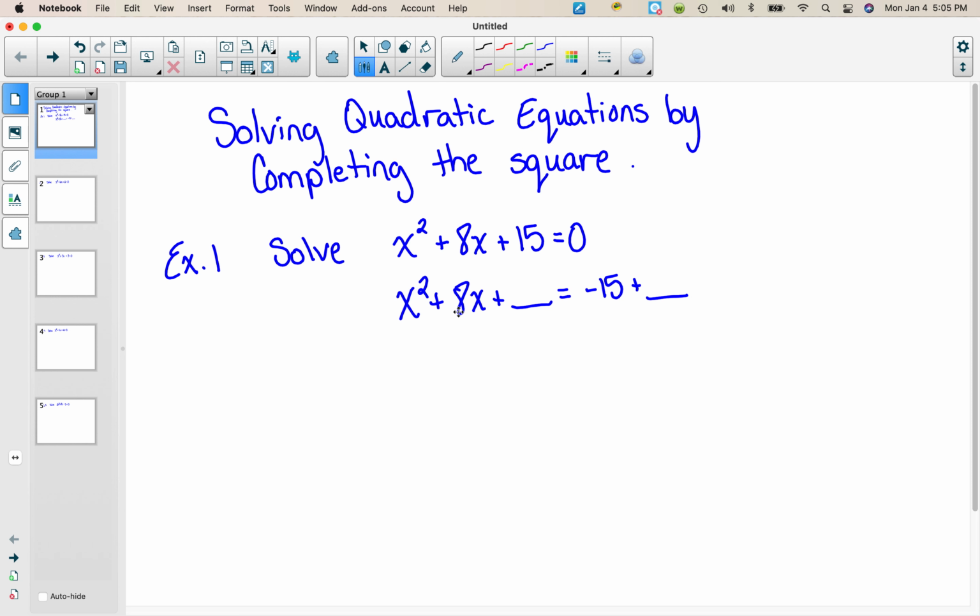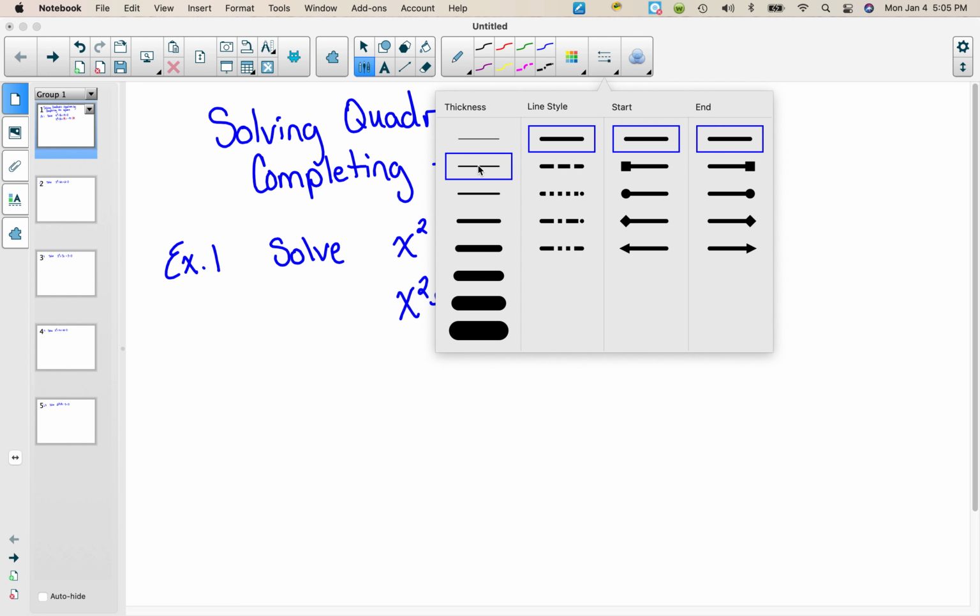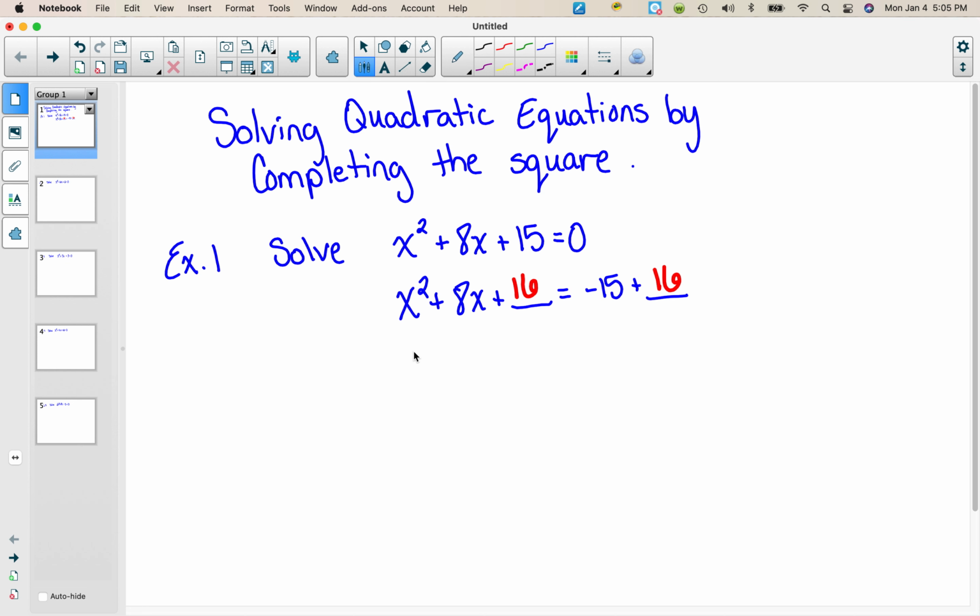Take the 8. You want to do half of that, which is 4. And we're going to square that. We get 16. Whatever you add to one side, you have to do to the other. So now we have this. We have completed the square, so we can write it in this format. Negative 15 plus 16 is 1.